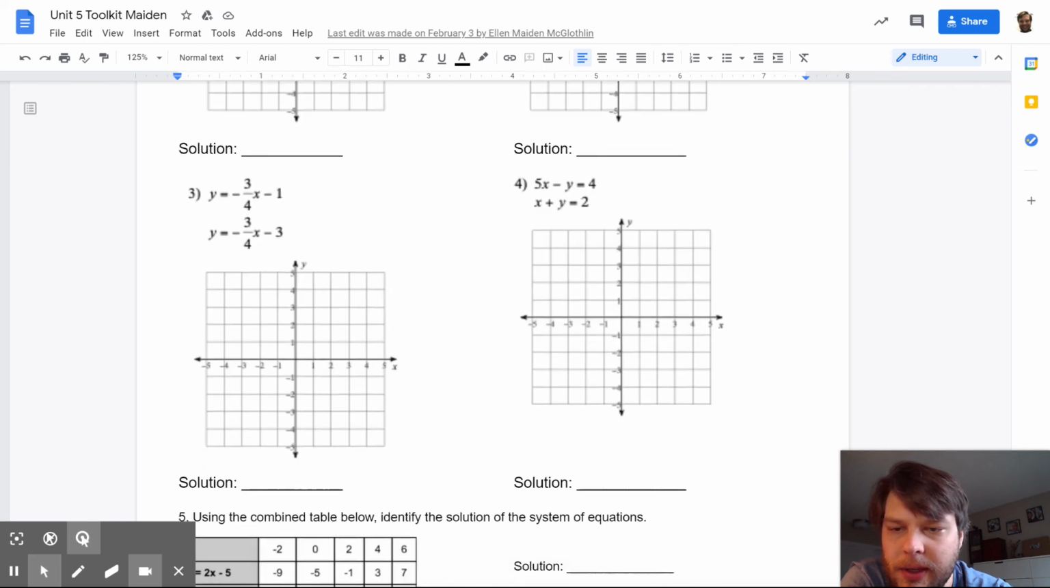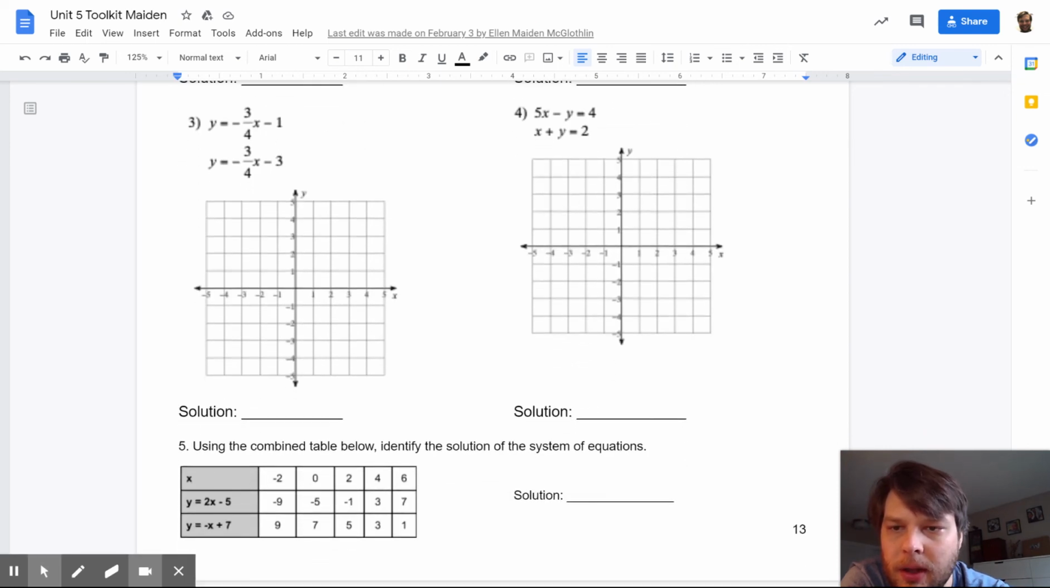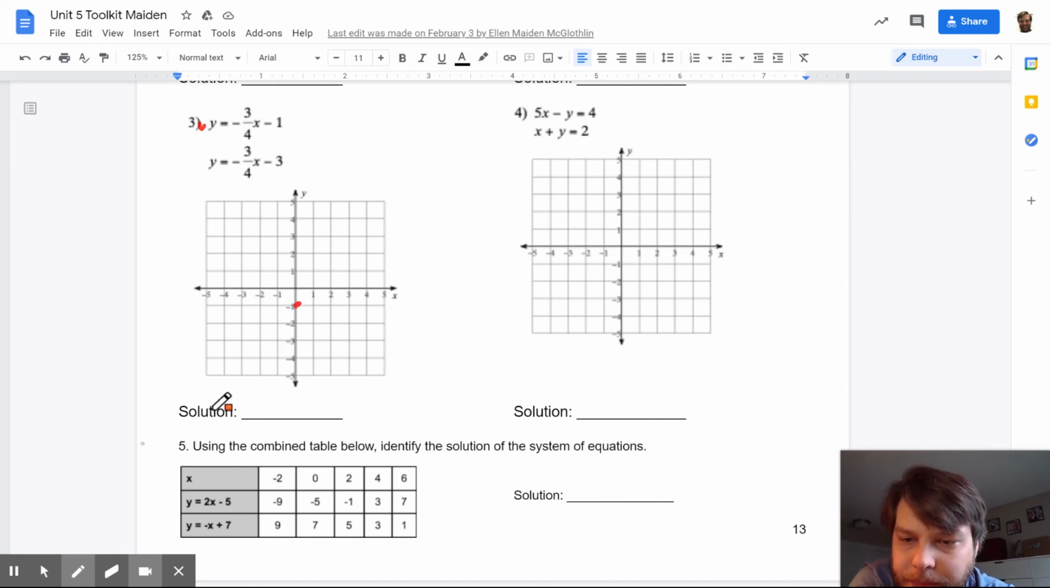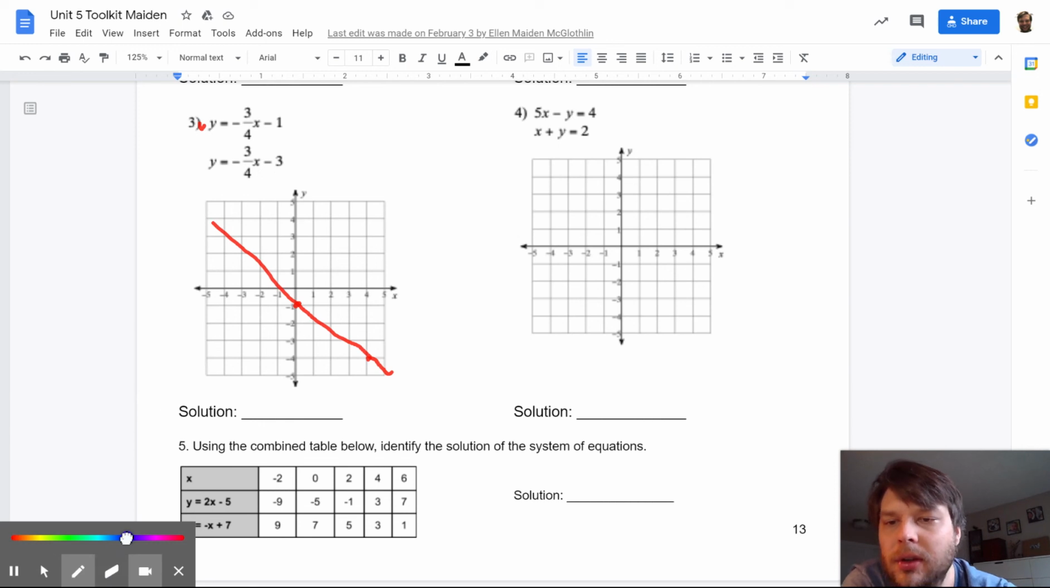All right, so the next couple problems here. Same basic idea. I'm going to use red for my top equation, -3/4 x minus 1. Start at -1. Go down 3, 4 steps to the right. Connect my two dots, something like this. Then my other one, use blue.